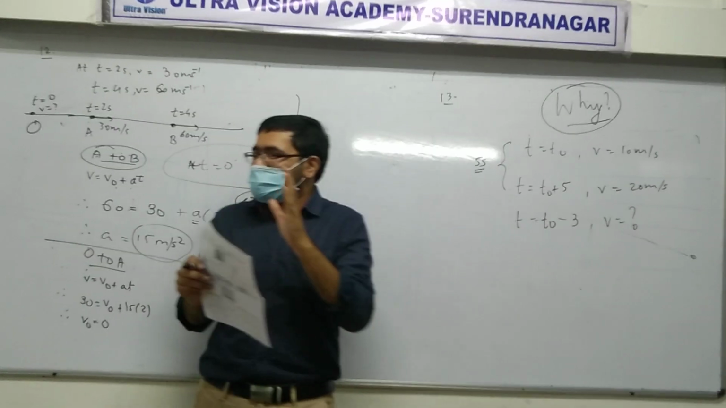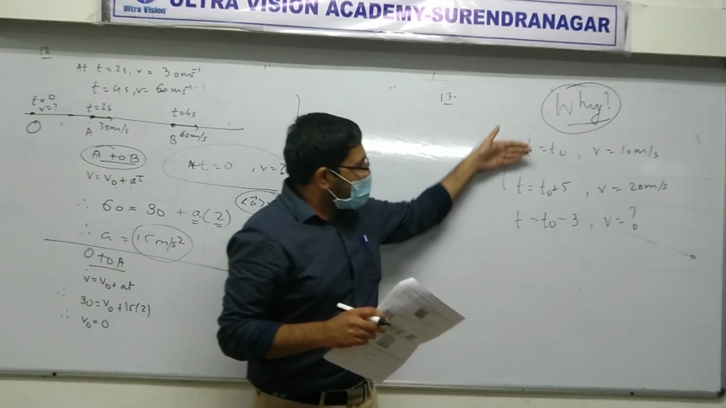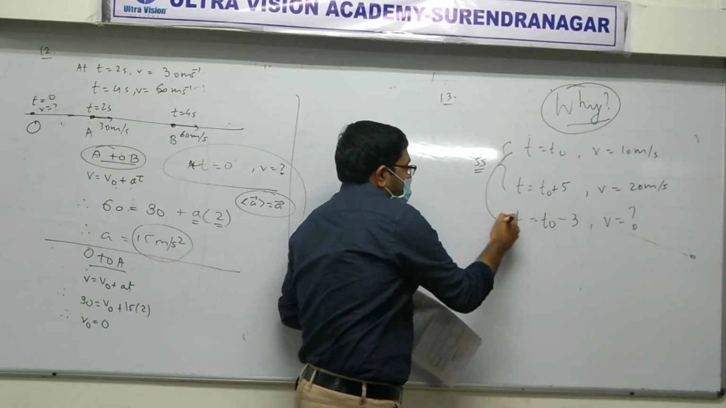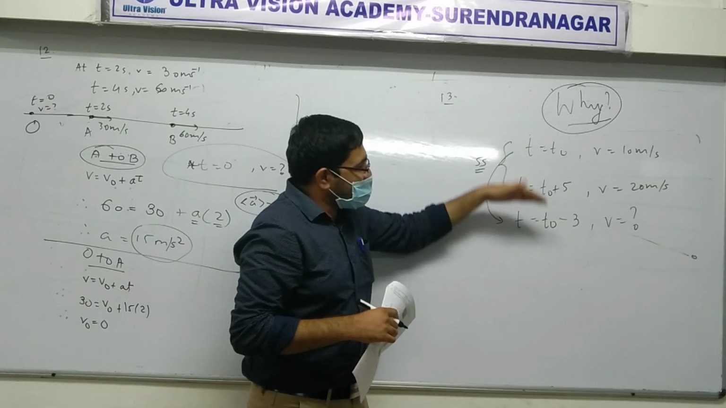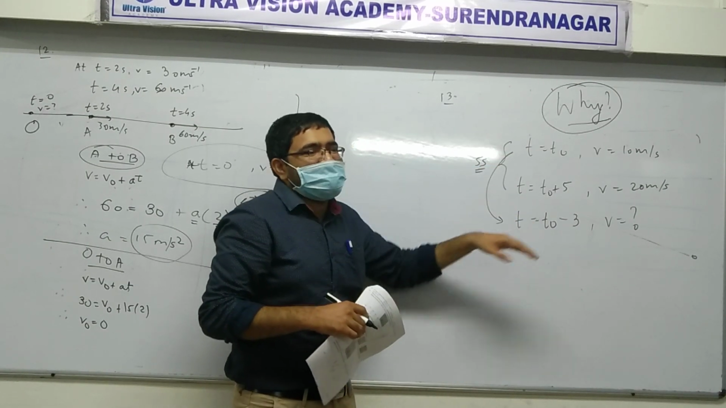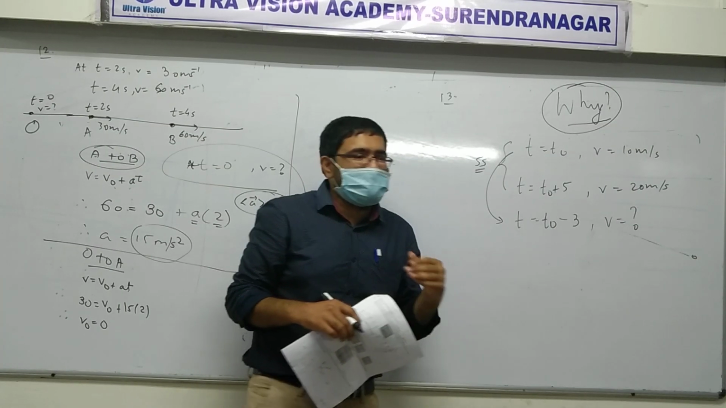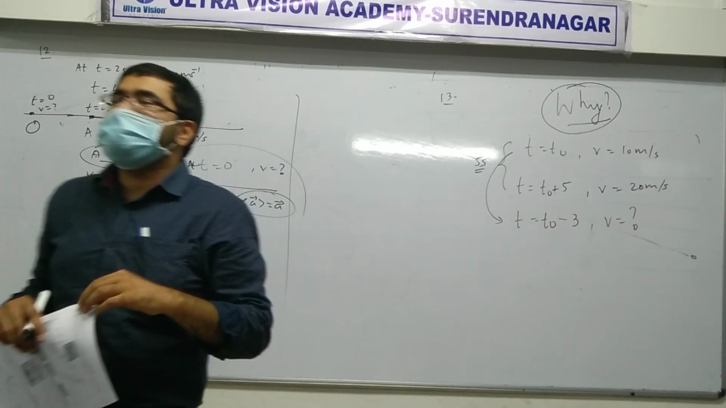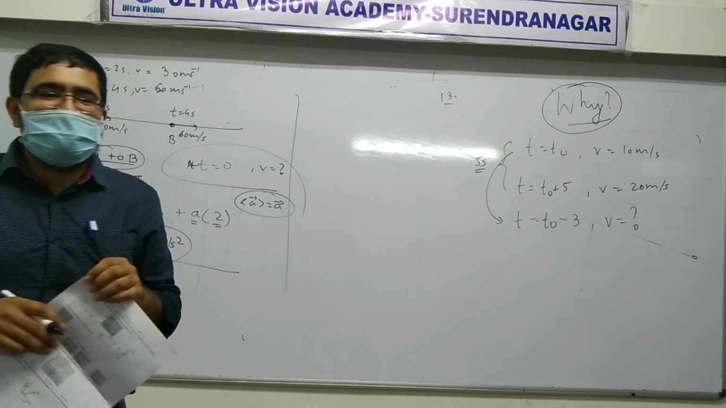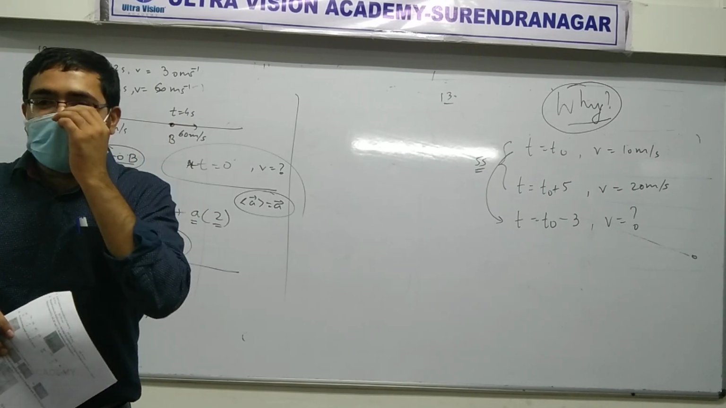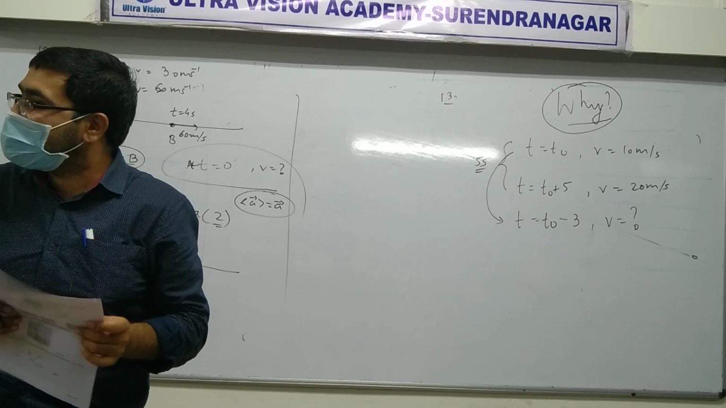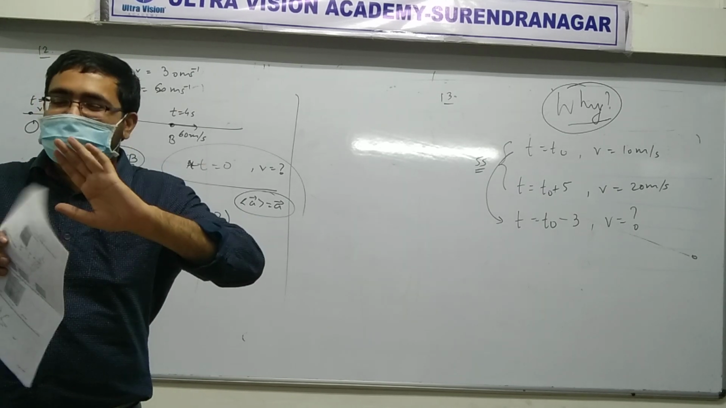If acceleration is constant, so how many seconds are you going back? 3 seconds. So it will decrease. Correct or not? By how much? Velocity will decrease by 6. Who understood that? Velocity will increase by 6. Sorry, decrease by 6.